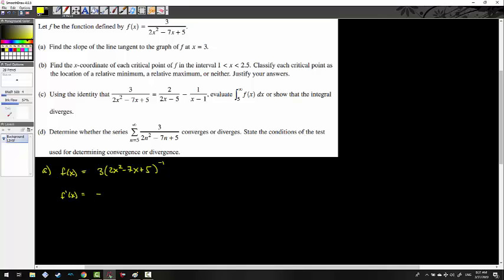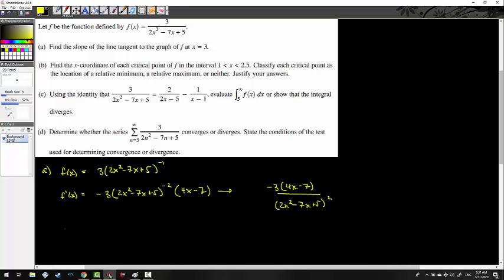F prime of x is going to be negative 3 times (2x squared minus 7x plus 5) to the negative 2. And then don't forget chain rule, of course, for 4x minus 7. So what does that equal? Well, that's going to be negative 3 times (4x minus 7) over (2x squared minus 7x plus 5) all squared.